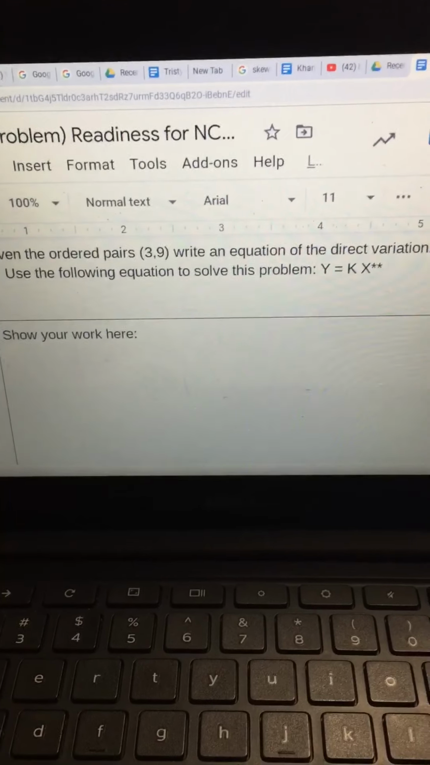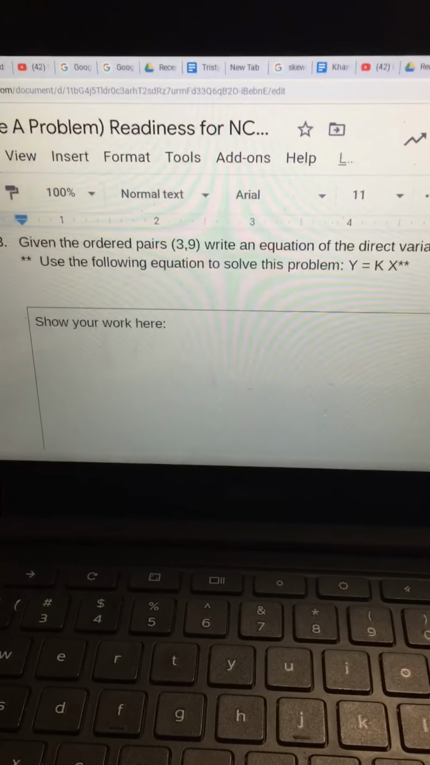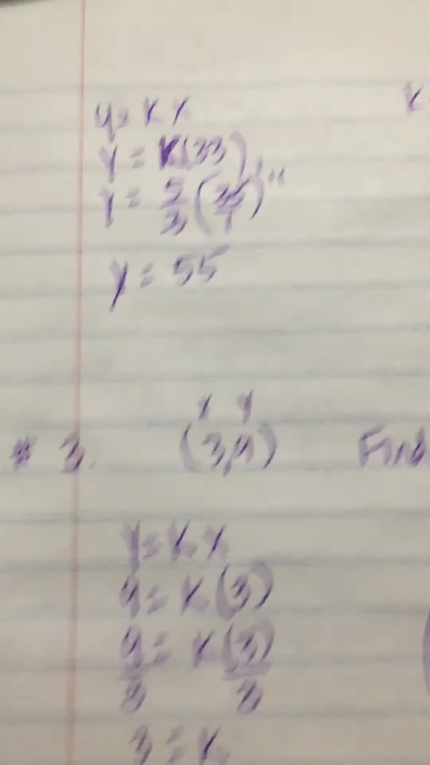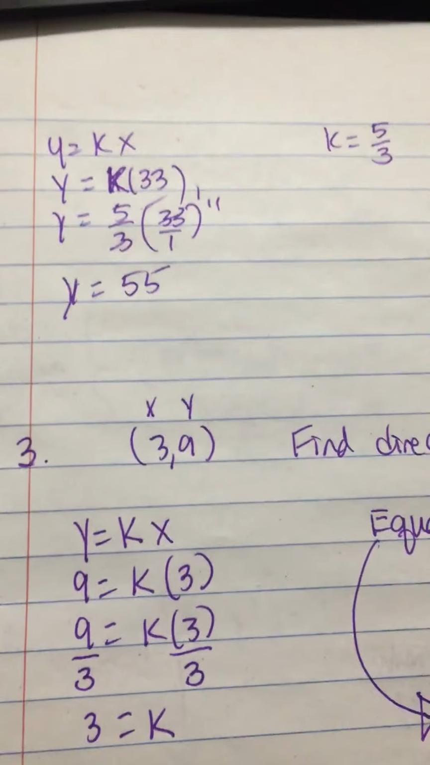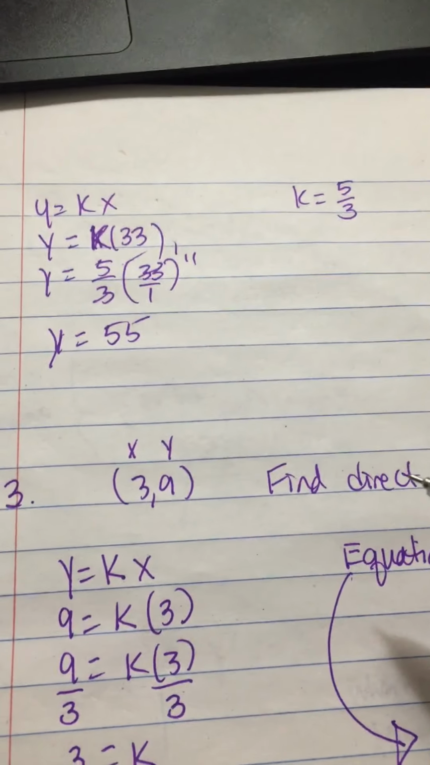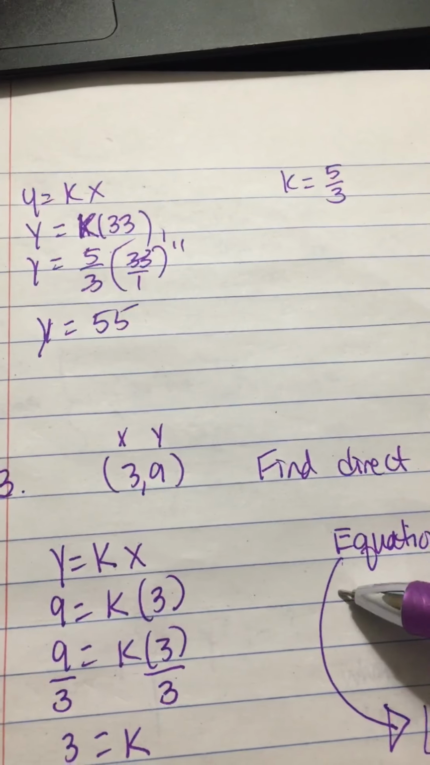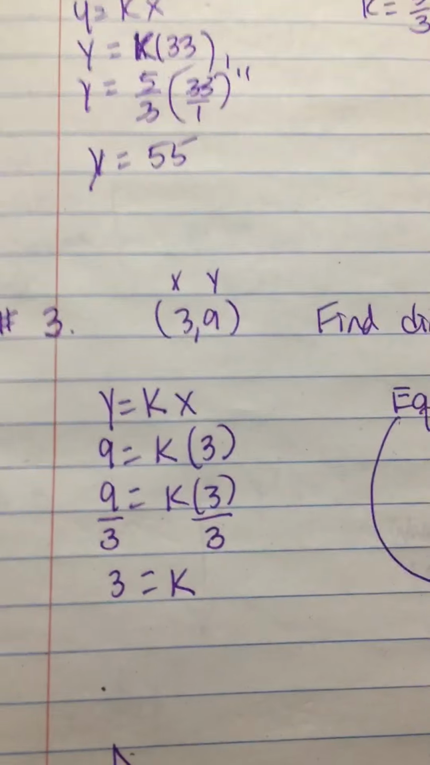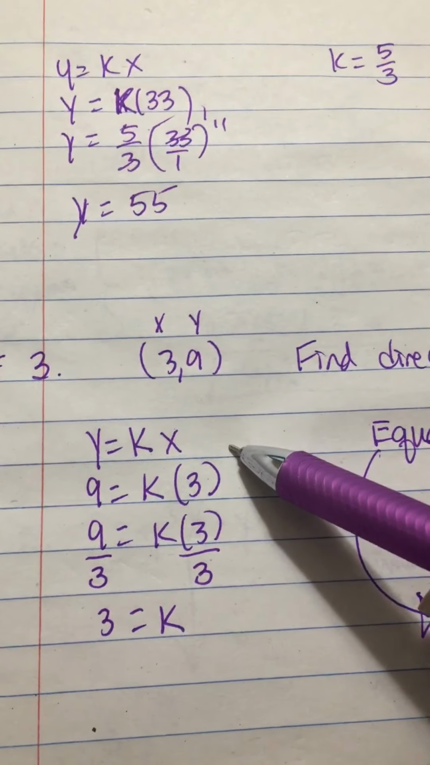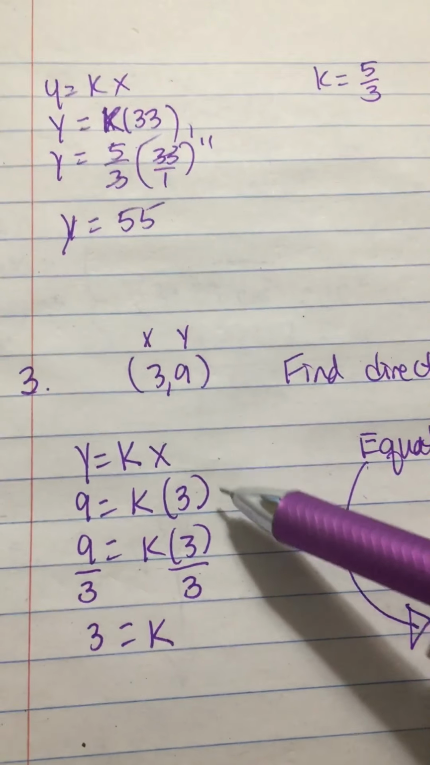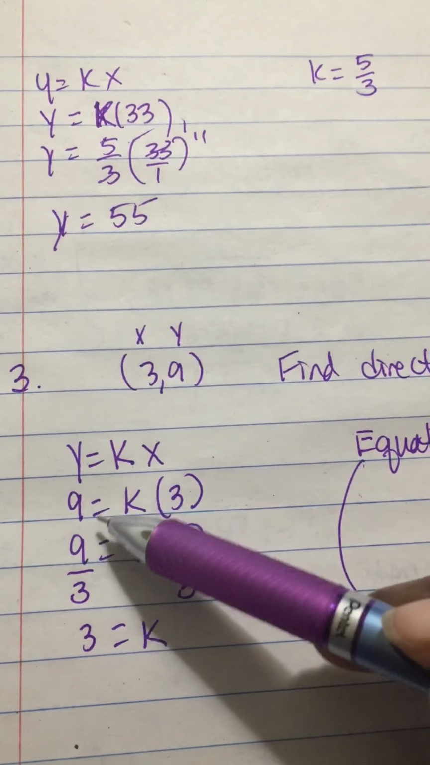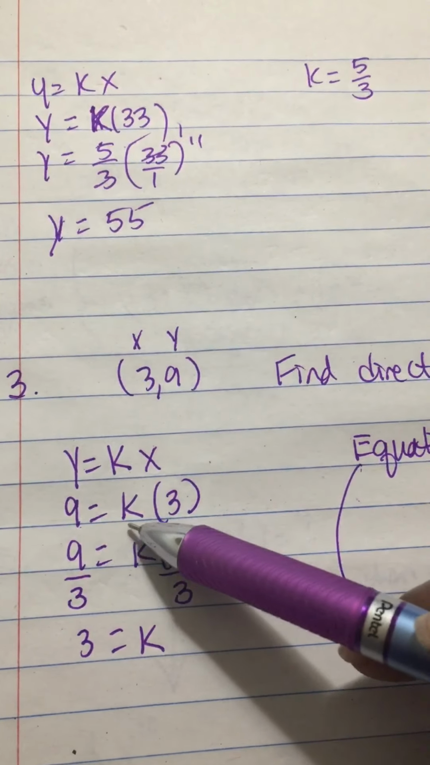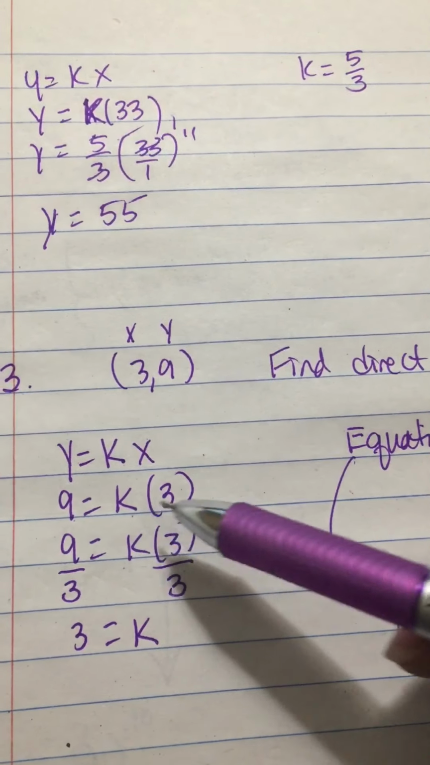So what we're going to do is plug in what we know. It says given the ordered pair 3 and 9. So we know that our x is 3 and our y is 9. Do we know what our constant is? No, we don't. We need to find the constant. So we're going to set up our direct variation equation again. We're going to plug in what we know. 9 is our y, 3 is our x, and there's our constant, so we're solving for k.